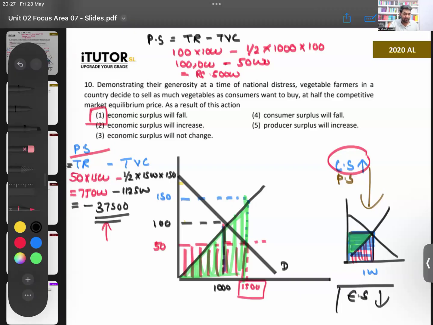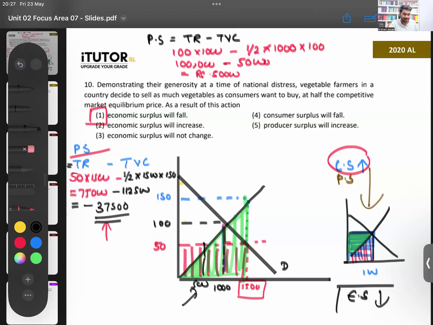Why isn't the small triangle part producer surplus? Because producer surplus is the difference between what the producer minimum expects and what he actually gets. The small triangle part could have been producer surplus if he was selling, for example, 500 units. But he's not selling 500, he's selling the entire big quantity, 1,005. So you can't take that. Producer surplus plus total variable cost is total revenue.